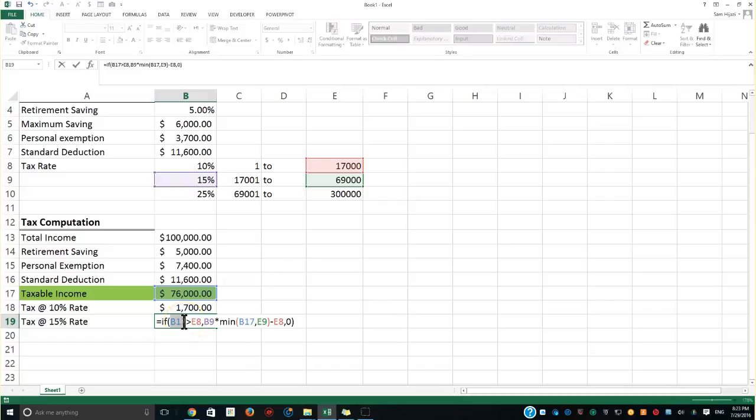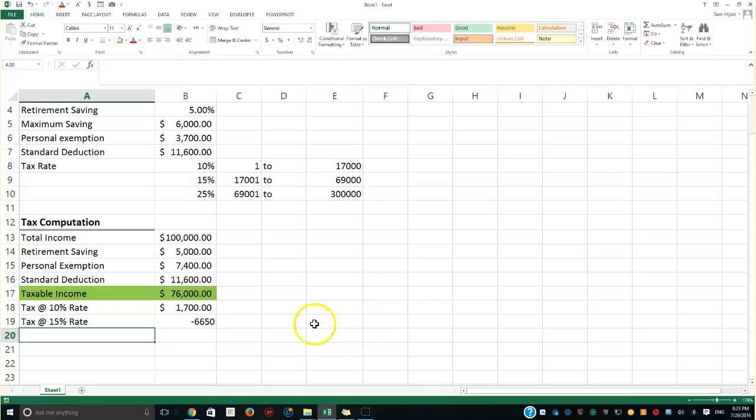I'm saying here, if the taxable income is greater than 17,000, then we have to see how much of that amount is going to be taxable at 15%. If that is true, we're going to take the 15% multiplied by the minimum of this and this. Meaning, in this case, since the A9 is less than 76,000, we're going to tax it at $69,000. But don't forget to take out the $17,000, which we've already been taxed for. So let's go ahead and hit enter.